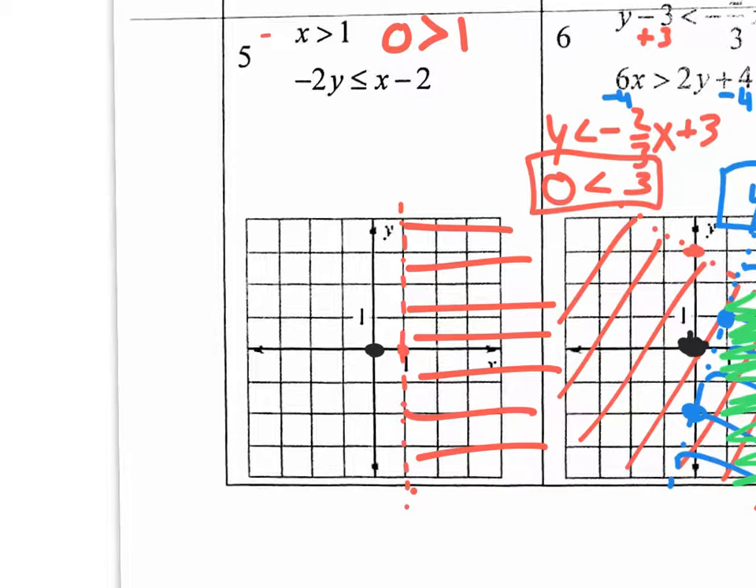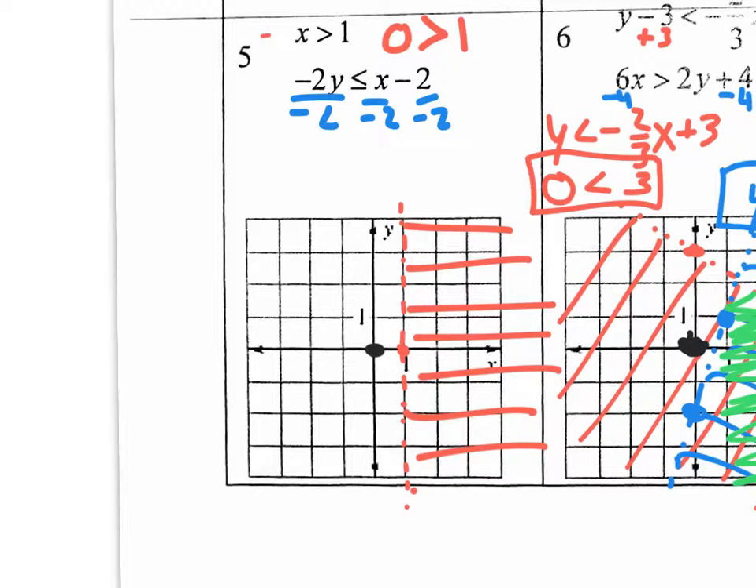Not only that, guys, it's pretty obvious. It's telling you x is greater than 1. Greater than is to the right, not to the left, right? Less than is to the left, greater than is to the right. Now the bottom inequality, we still need to get the y by itself. So we're going to divide by -2, divide by -2, divide by -2.